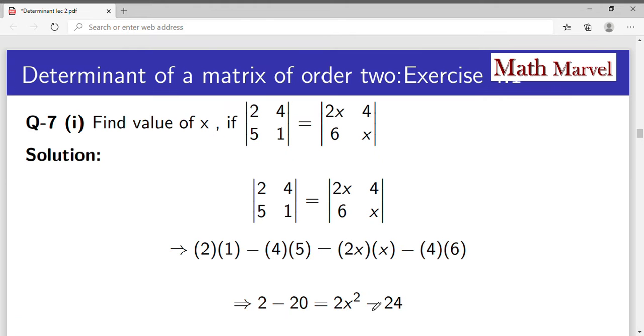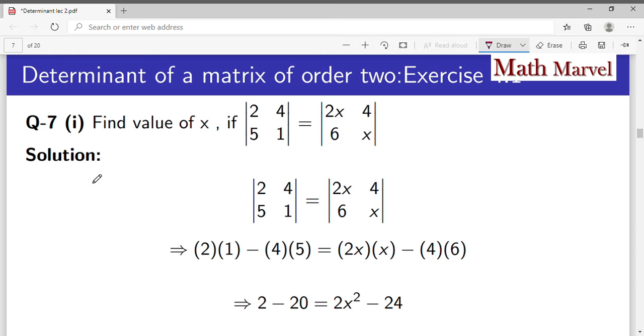Next question from exercise 4.1. Question number 7.1. Find the value of x if the determinant 2, 4, 5, 1 is equal to the determinant 2x, 4, 6, x. Again, the same type of question we earlier discussed. Here one determinant is equal to a second determinant. Okay, so from this we get one equation, and solving this equation it is possible to find the value of x.